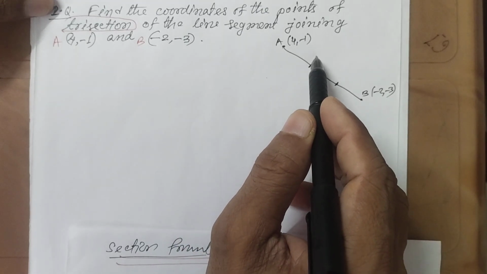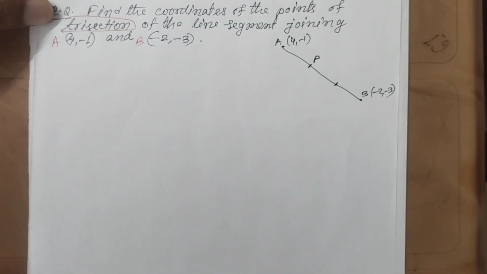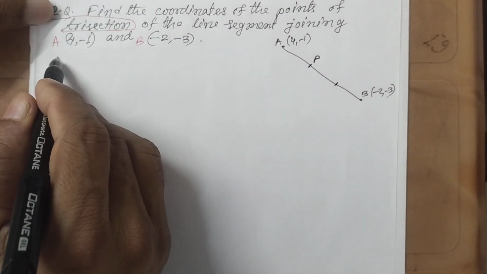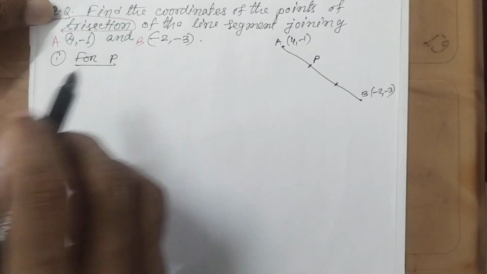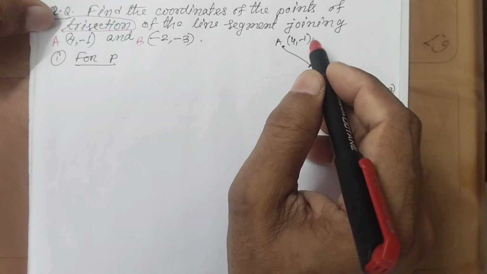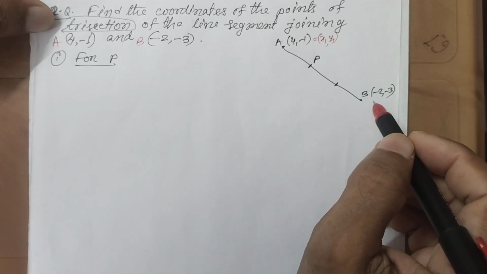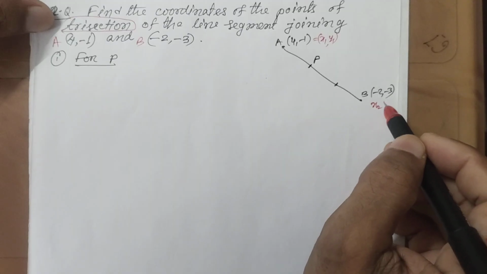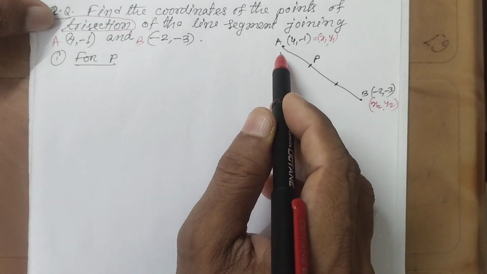So if you mark one point as P, there will be 2 answers, okay, 2 parts in the solution. First we will mark like this. One is point P. You can just mark the first point x1 y1, point A. Second point B, mark it x2 y2. And when you take this point as P, then you see the ratio.